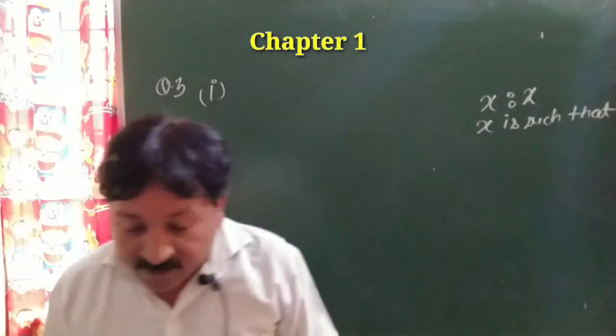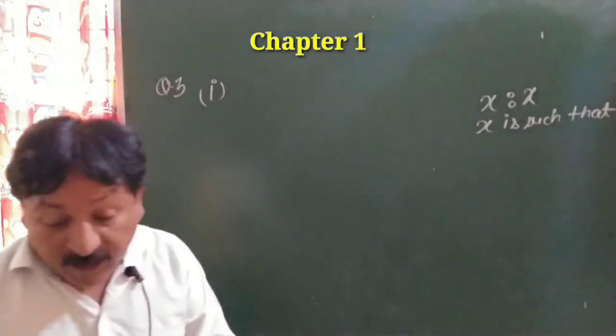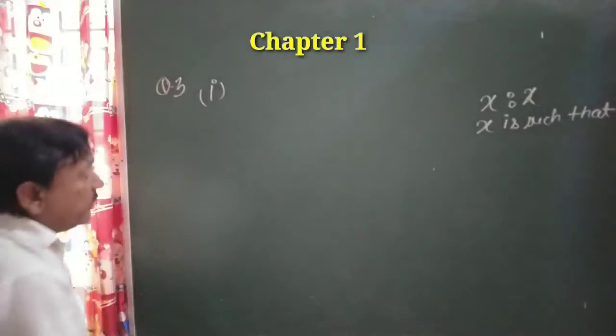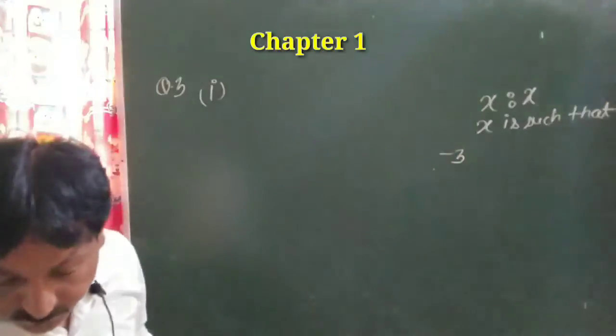So just read it. X is such that X is an integer. It means this X is an integer, and it is given like this, -3, and what is given?